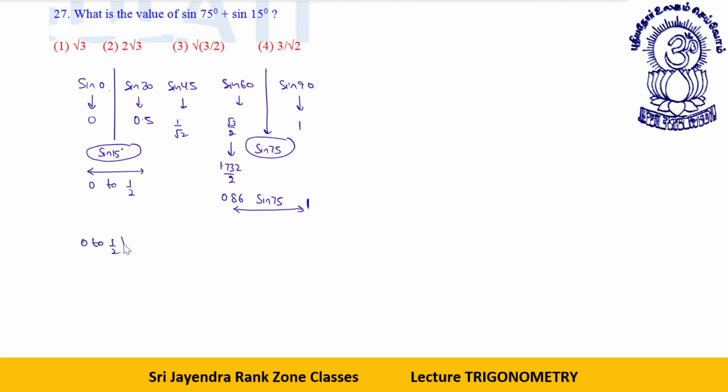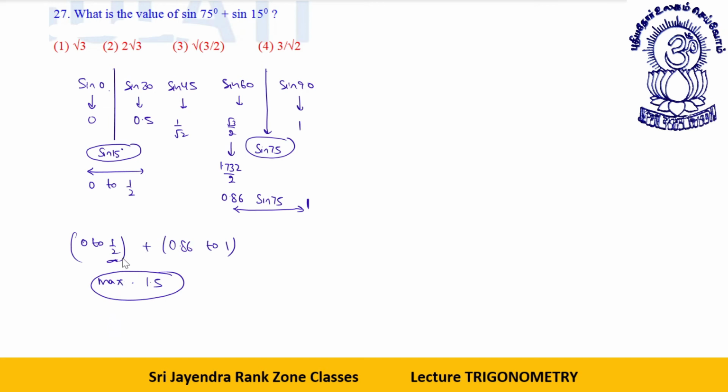So if I add sine 15 degree and sine 75 degree, my result will be something between 0 and half plus something between 0.86 and 1. Even if I take the maximum values, this is not real, not possible, but I'm saying, maximum this can be 1.5, but it will actually be less than 1.5.